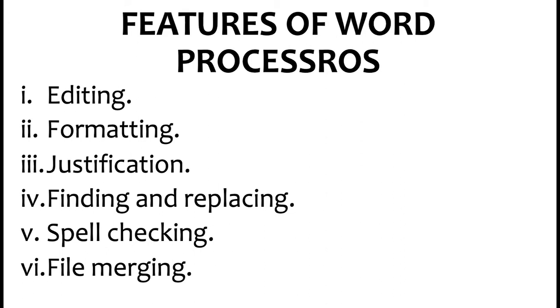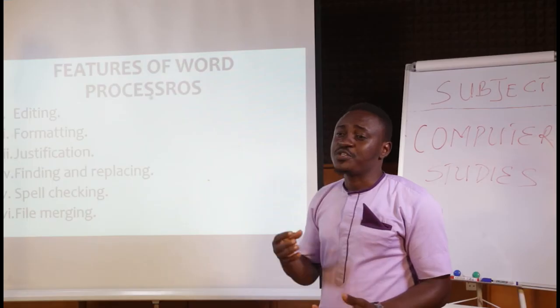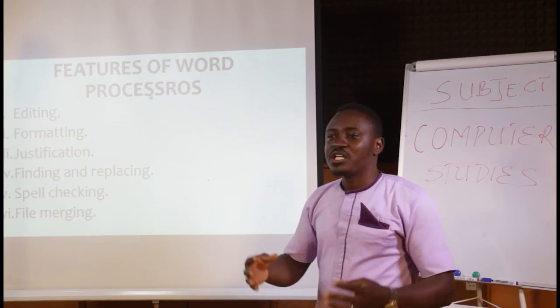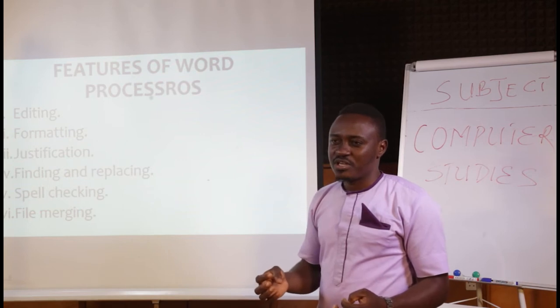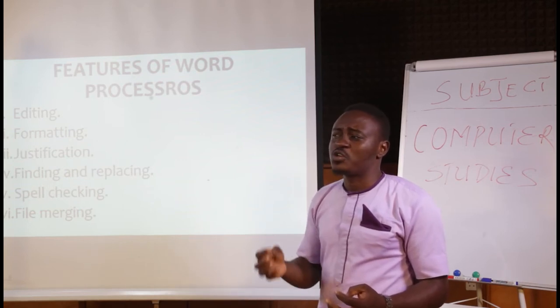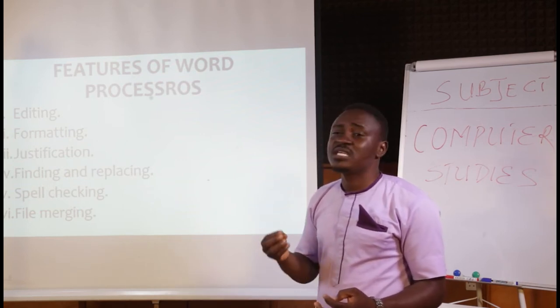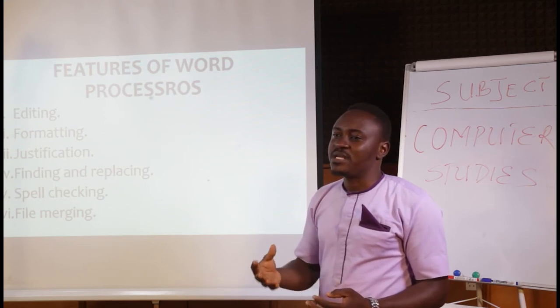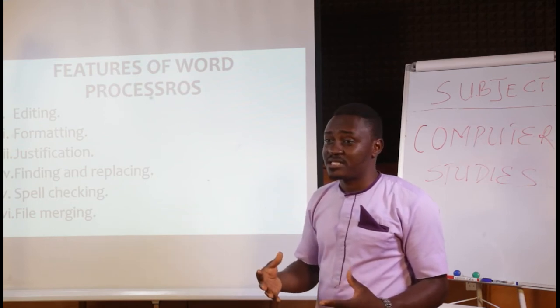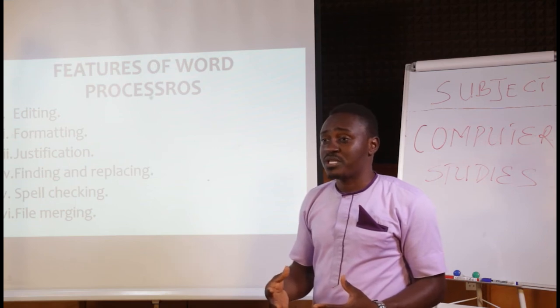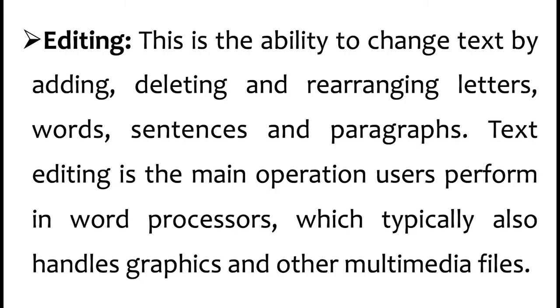Number 5, we have the spell checking feature. Then number 6, we have the file merging feature. So these features put together make up what? The word processors, and enable them to perform a lot of functionality. So we'll be seeing each of these and explaining them, so we would have a better understanding of what word processors do. First and foremost, we're starting with the editing.